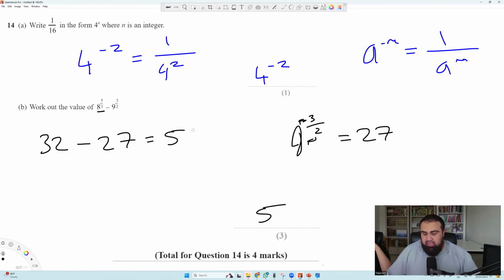I've rubbed out my working. You don't do that in an exam. Obviously, I don't have space. Can you please repeat the first bit, like with the 8? Yeah, I feel like I did rush it, didn't I?